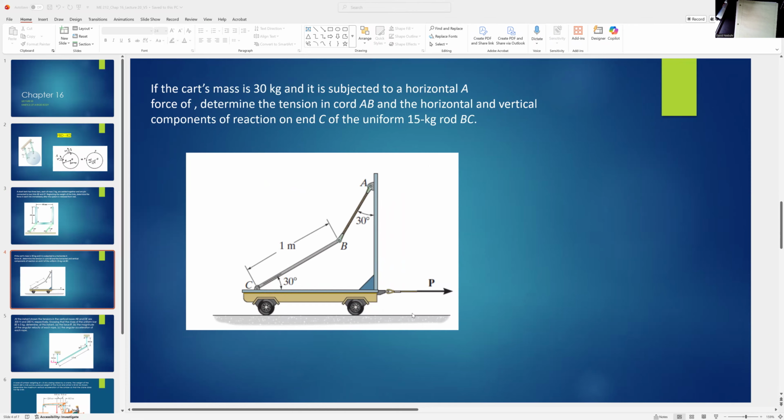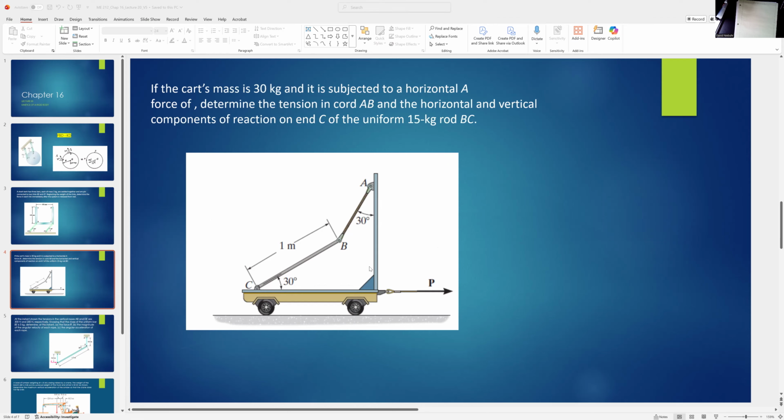Now here we have a cart being pulled by horse P, and you have a 1 meter rod that weighs 15 kilograms. And then you have a cart that weighs 30 kilograms. And you have a P force that's pulling it with 300 newtons. Sorry, that was left off there. So we have a force of 300 newtons or something along those lines. Find the exact number. No, it's actually 90 newtons. I'm sorry. So this is 90 newtons.